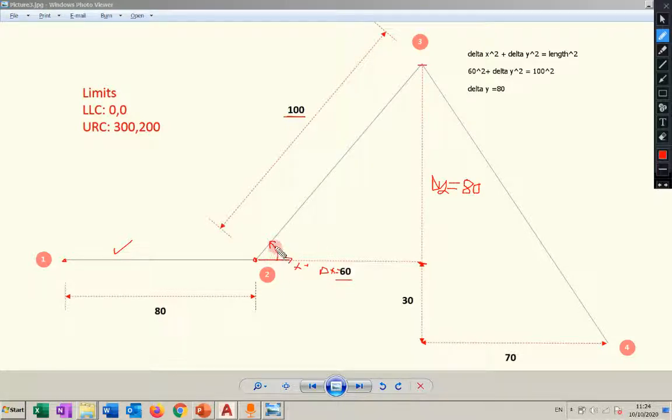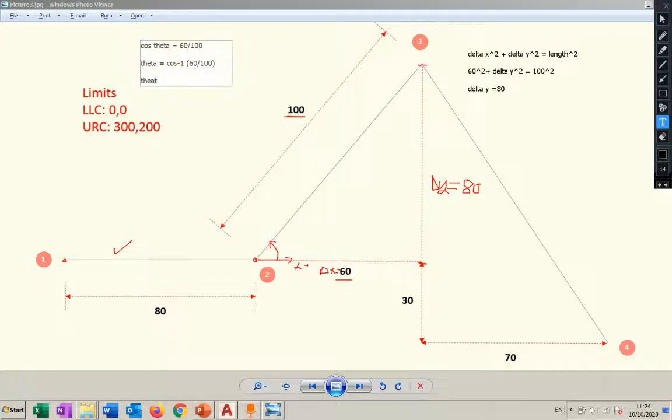Now, I could also find the angle. If you use cosine, let's call this angle theta. Cosine theta is equal to 60 over 100. Now, in order to find this theta, you have to take the cosine inverse. Cosine minus 1, which they call cosine inverse, of 60 over 100. And this is going to give you the angle, theta.